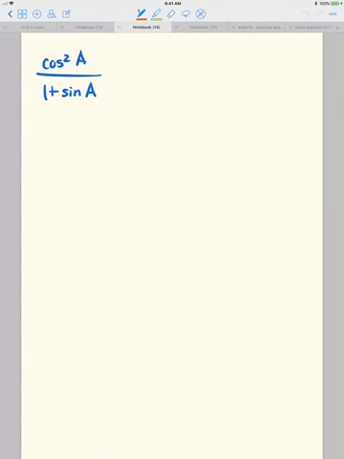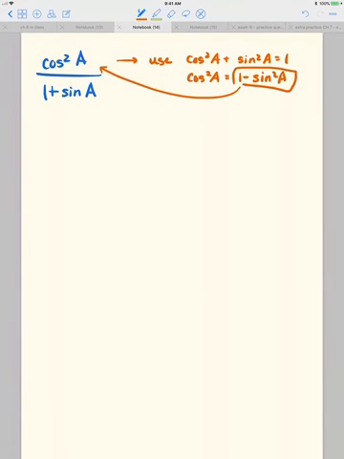All right. Last example here. The cosine squared is just the cosine function. It's not the reciprocal of anything. And then on the denominator, it's 1 plus the sine of a. So there's no identity there. But you can use the fact that cosine squared plus sine squared equals 1. If you rewrote that in terms of cosine squared, you'd get that it equals 1 minus sine squared. So you could replace cosine squared with 1 minus sine squared in the numerator.